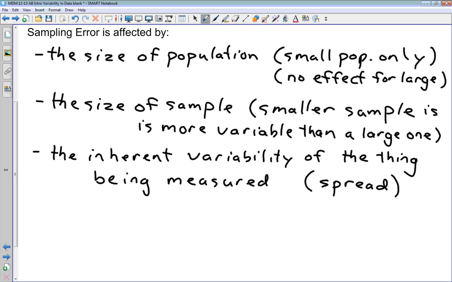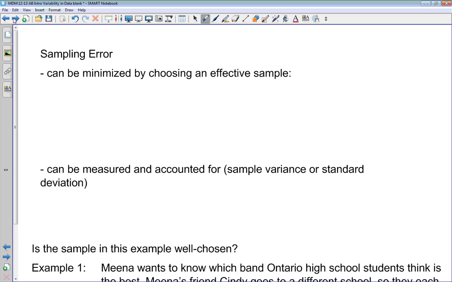So these all affect sampling error. Our goal is often to minimize our sampling error. So it can be minimized by choosing our sample effectively. Basically, we want to make sure that our sample is large enough. Okay, how large is large enough? Well, nobody knows for sure. Okay, so it varies from sample to sample.